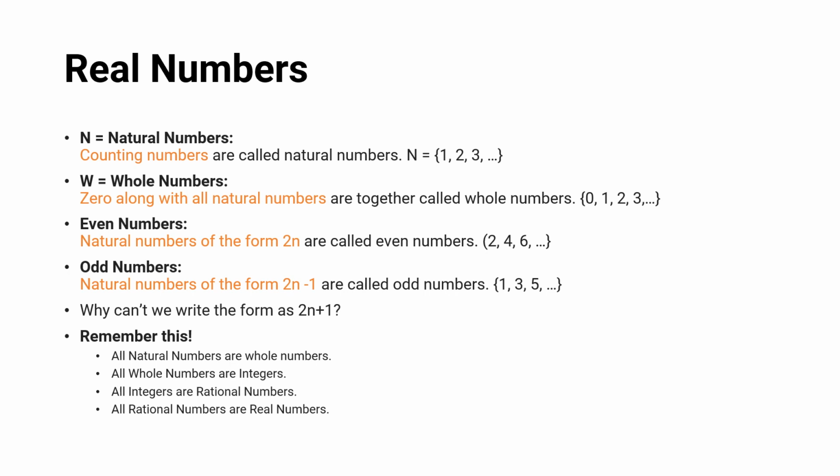Remember this. All natural numbers are whole numbers. All whole numbers are integers. All integers are rational numbers. All rational numbers are real numbers.